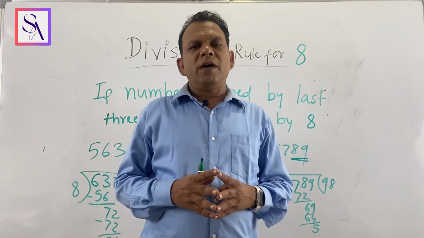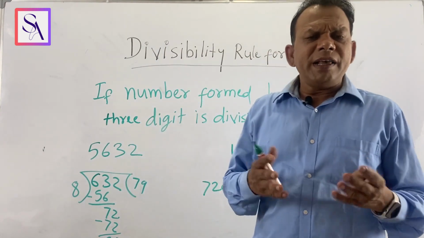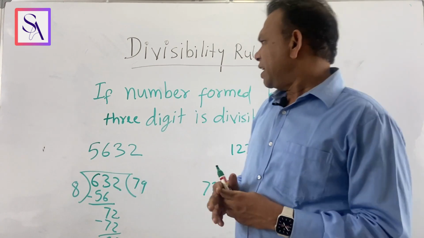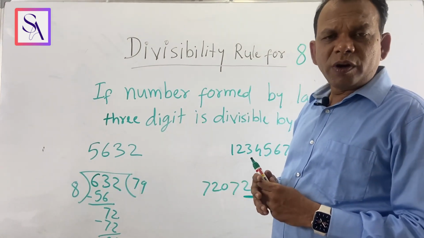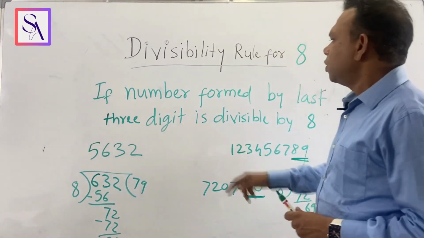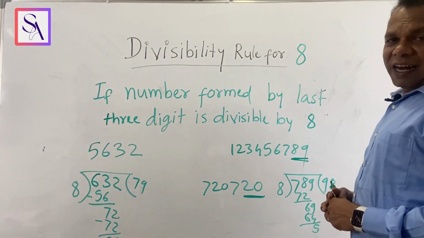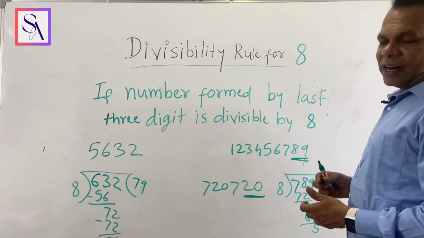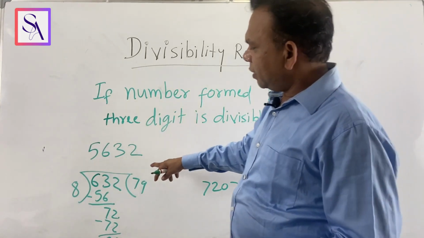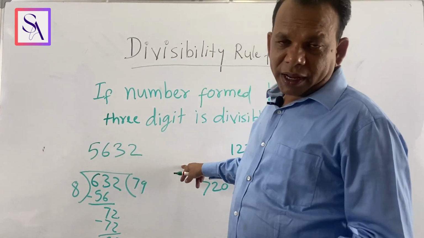Divisibility test for 8. It is similar to divisibility test for 4. Just instead of last two digits, you have to take last three digits. So number formed by last three digits, if that number is divisible by 8, then the number is divisible by 8.